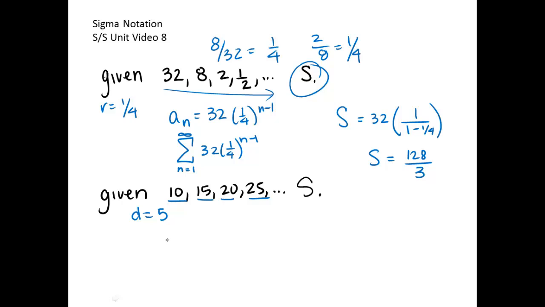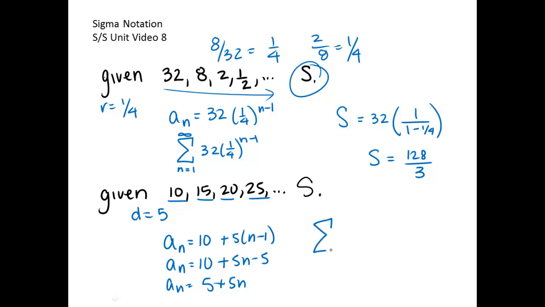So let's write the explicit. A sub n is going to equal the first term plus 5 times n minus 1. I'm going to clean that up. A sub n is going to equal 10 plus 5n minus 5. A sub n is going to equal 5 plus 5n. So in sigma notation, I'm going to have n equals 1 all the way to infinity of 5 plus 5n.